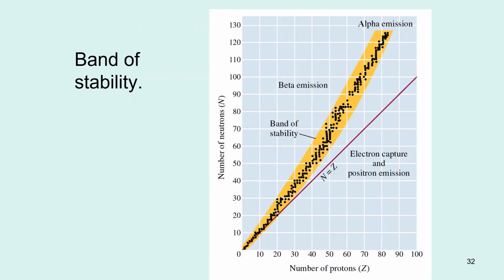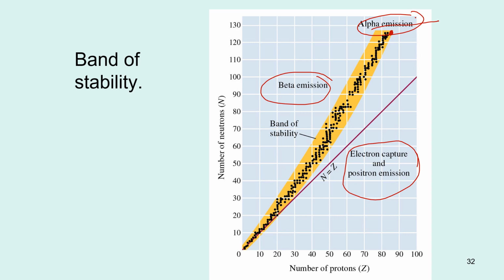So here's again the summary. To the left, beta emission; to the right, electron capture and positron emission; and then above 83, it tends to be alpha emission. So everything above here tends to be unstable. That's the end of stability there at 83. In a minute, I'll show you.